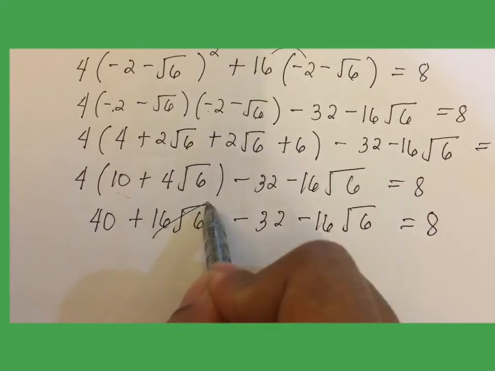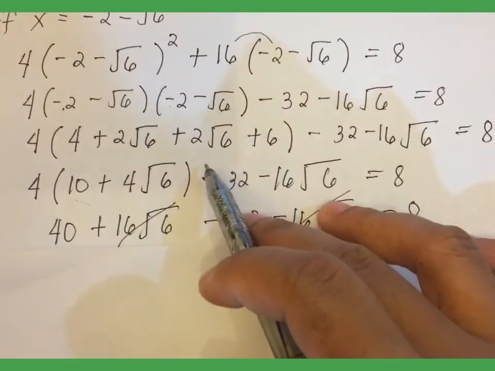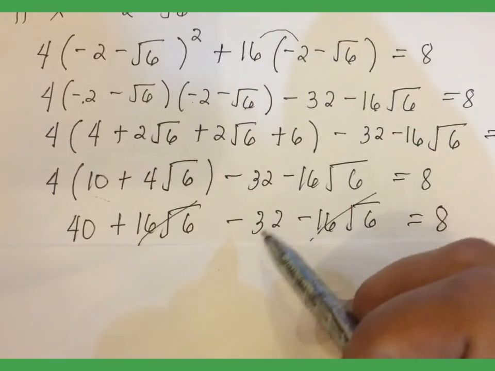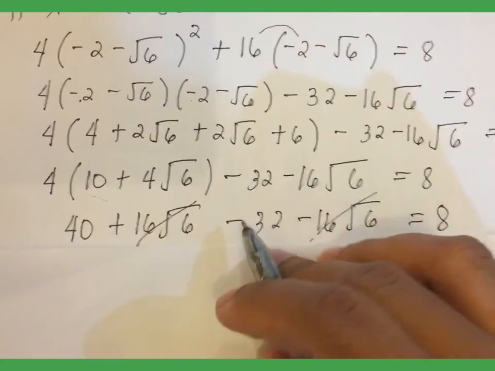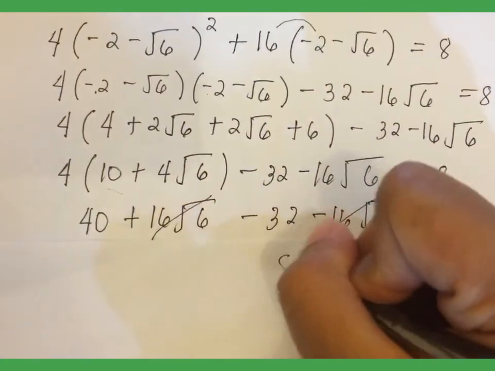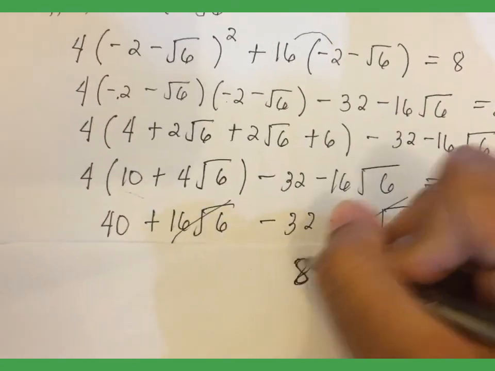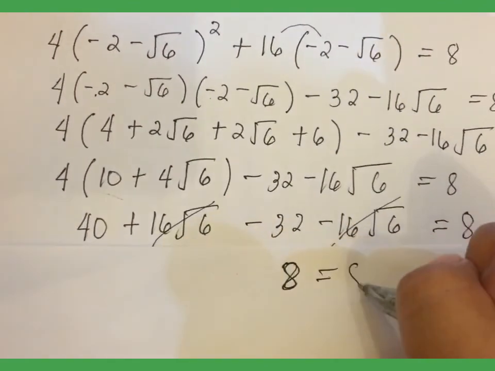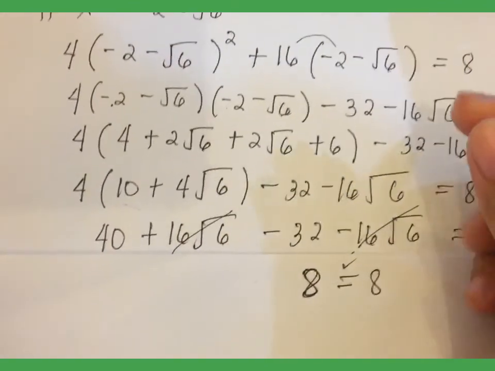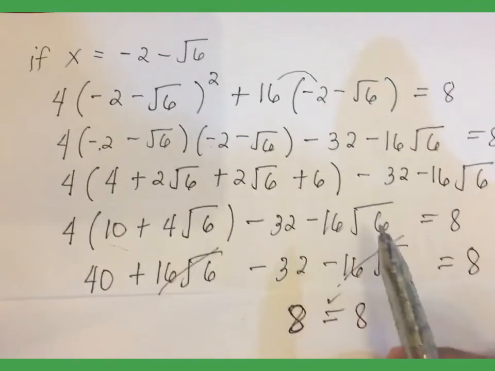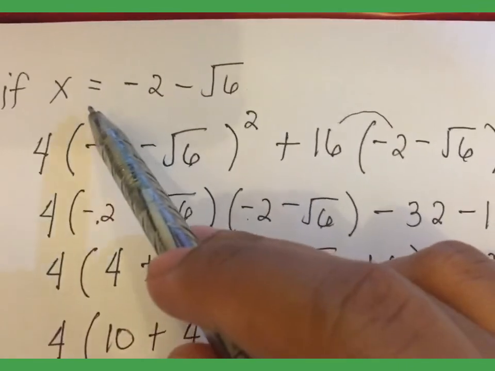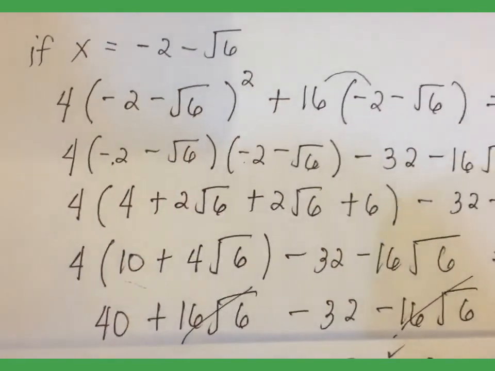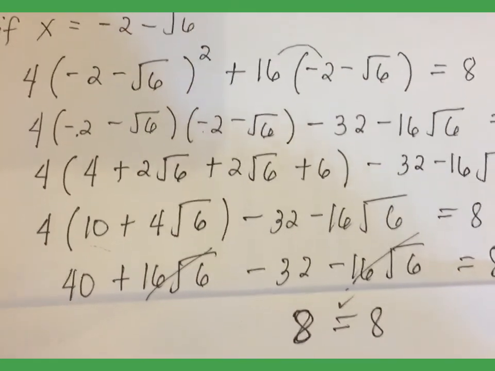This time we can cancel this. Now, what is left is 40 minus 32. So 40 minus 32, that's 8. 8 equals 8. So that checks. Therefore, this value of x, which is negative 2 minus square root of 6, is a solution to the given equation. Okay, so that's it.